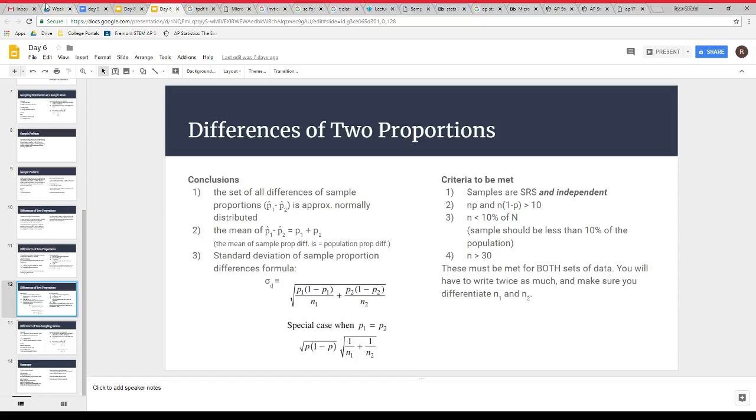Does anybody have questions about this thought process? Raise your hand if you do. Okay. Does anybody have questions about the differences between a population distribution, a sampling distribution, and a sample distribution?